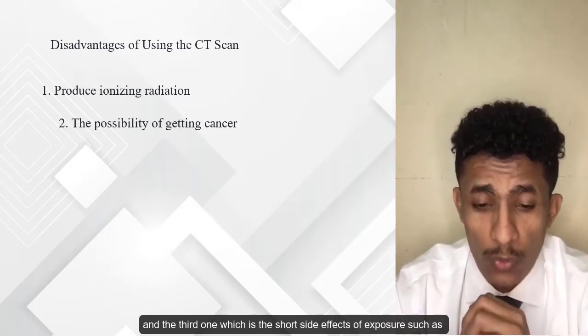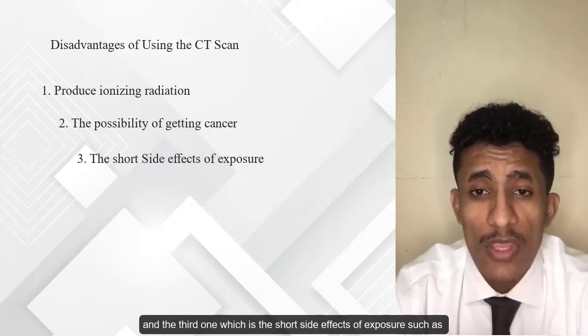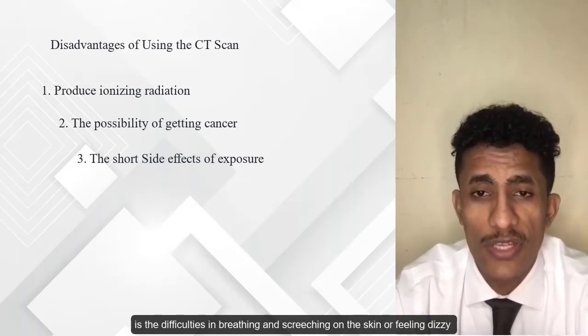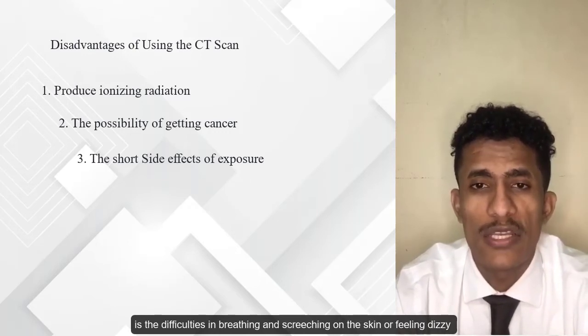And the third one, which is the short-term side effects of exposure, such as difficulty in breathing, and also scratches on the skin or feeling dizzy.